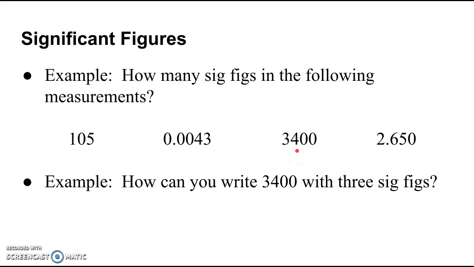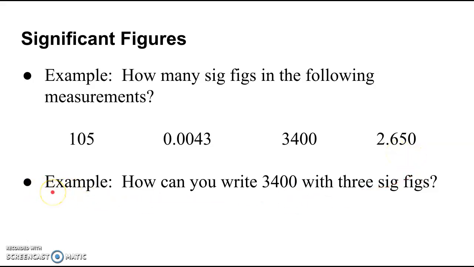3,400. This has trailing zeros, zeros to the right, but they only count if you have a decimal point. Without that, they don't count as being significant, so this only has 2. 2.650. You have another trailing 0, but now you have a decimal point. So now that 0 counts as being significant, so this has 4.